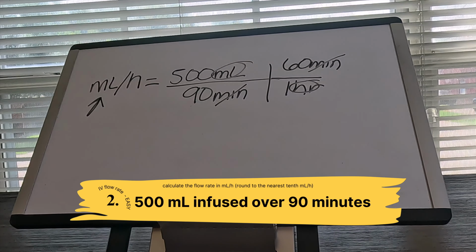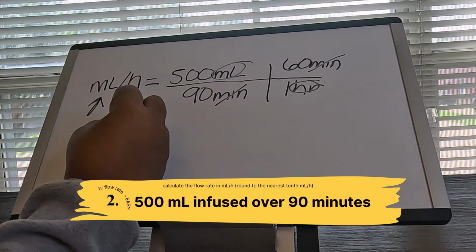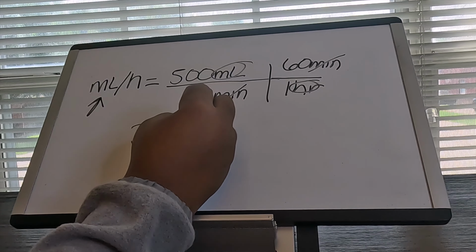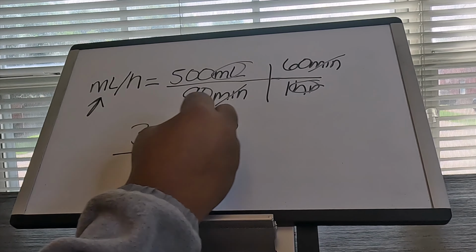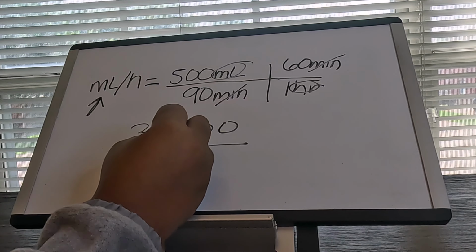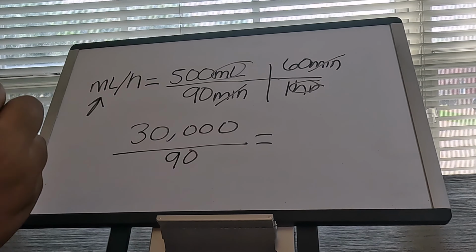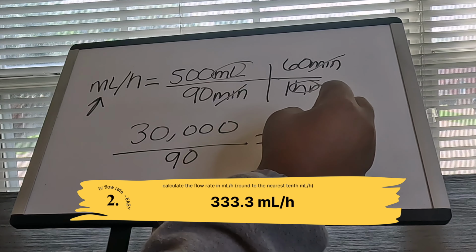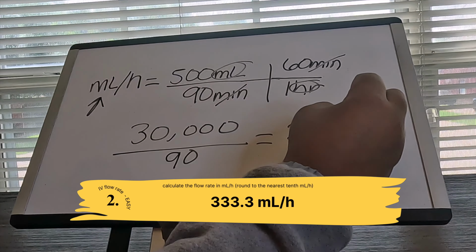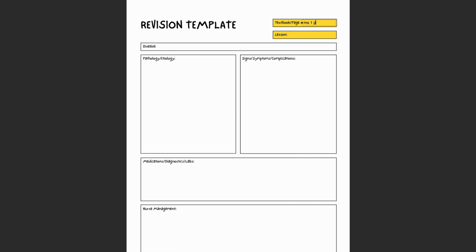We're going to do 500 times 60, which is 30,000, divided by 90 times 1, which is simply 90. So 30,000 divided by 90 is 333.3.